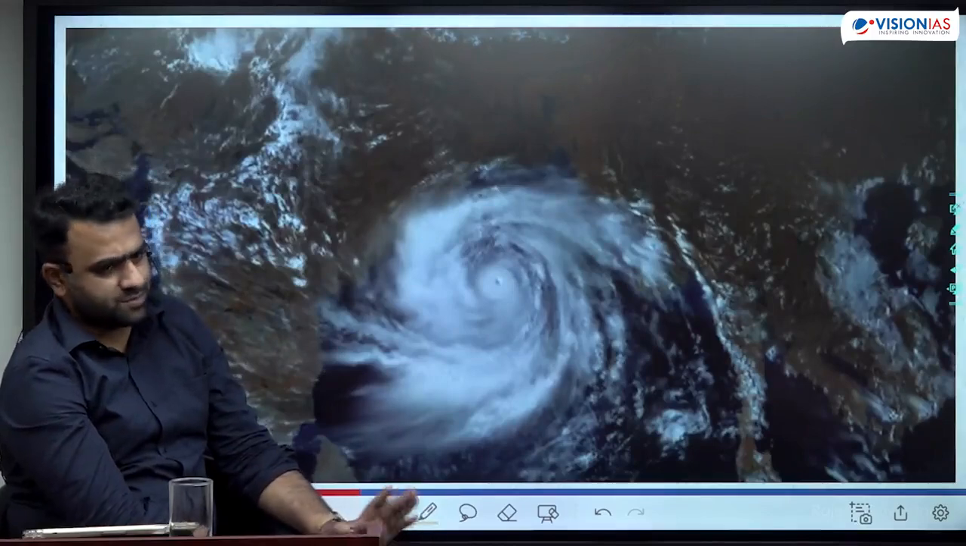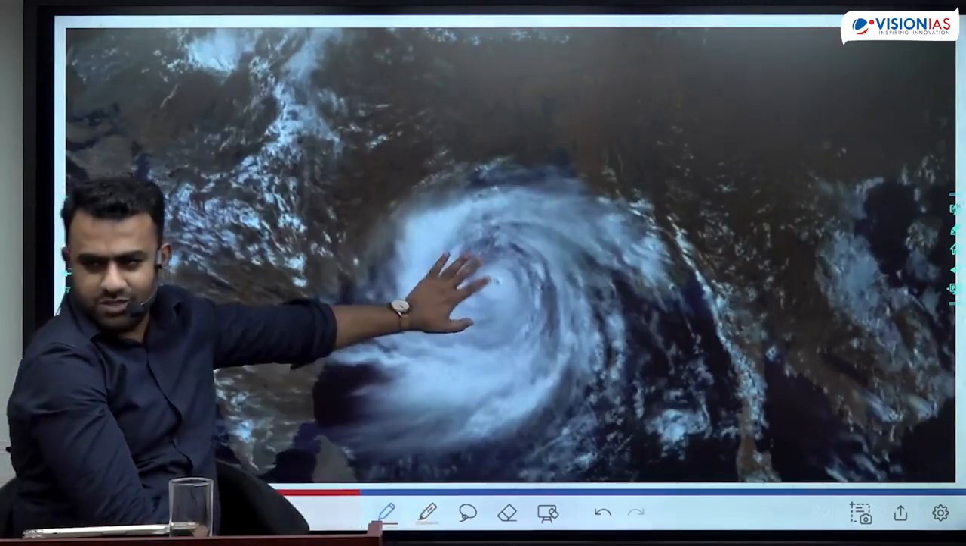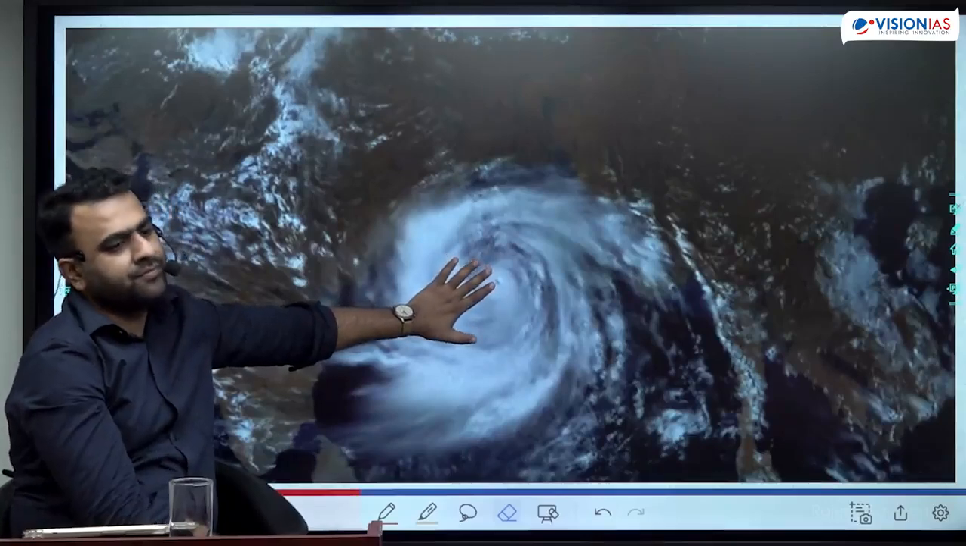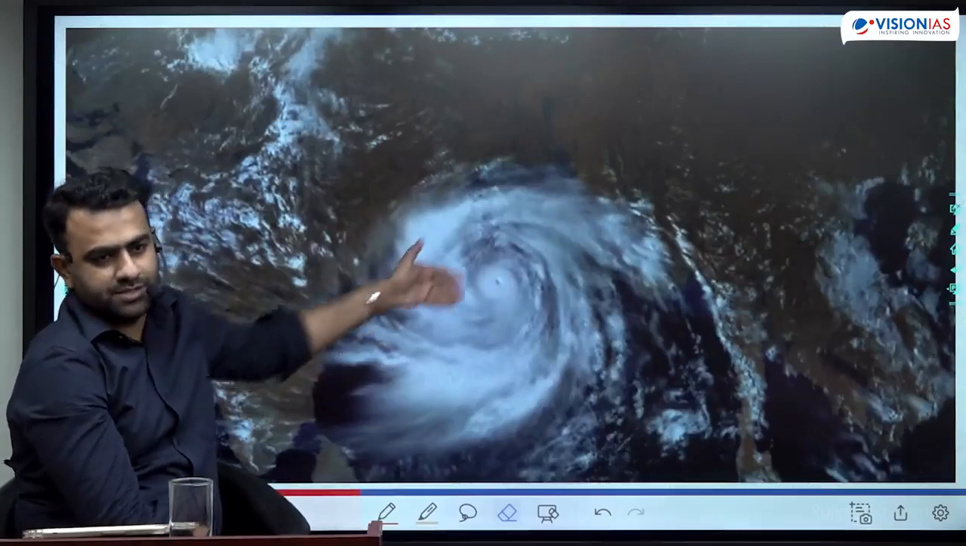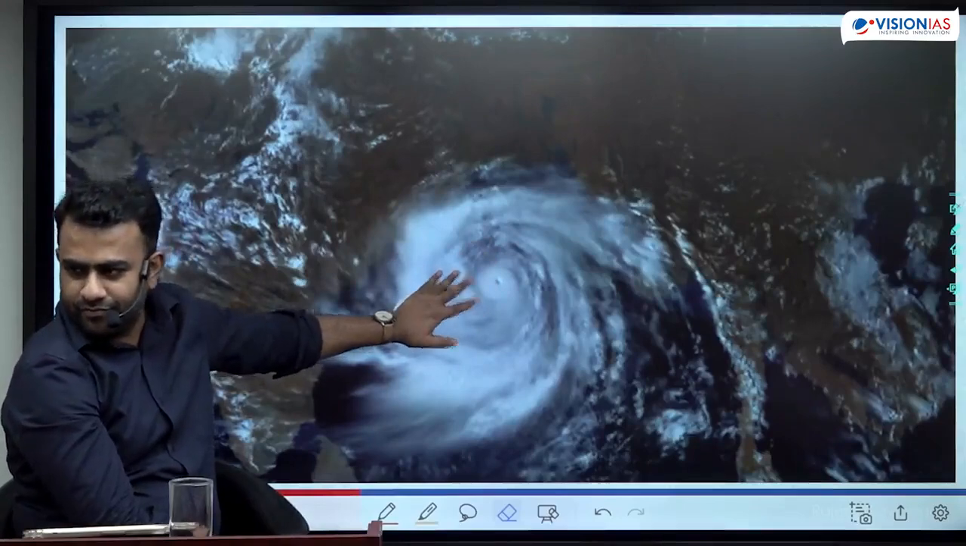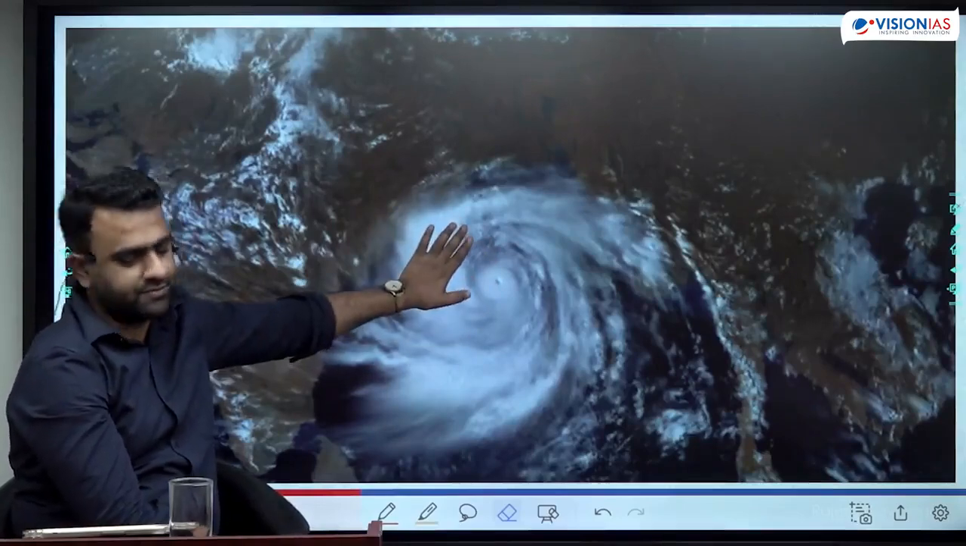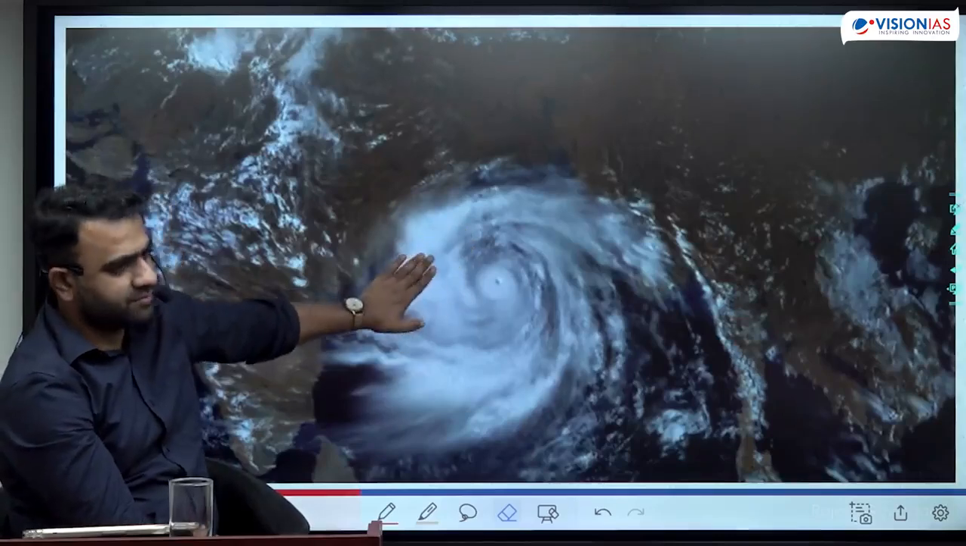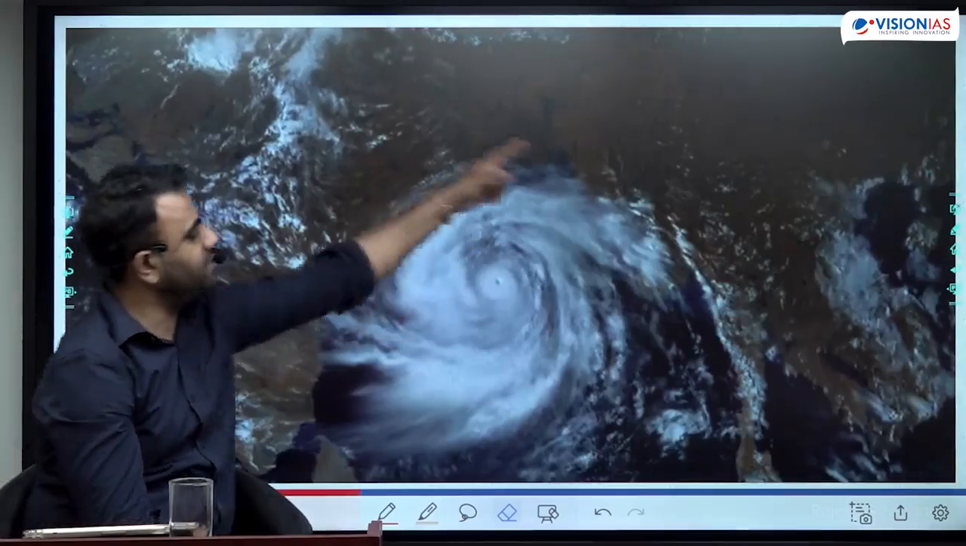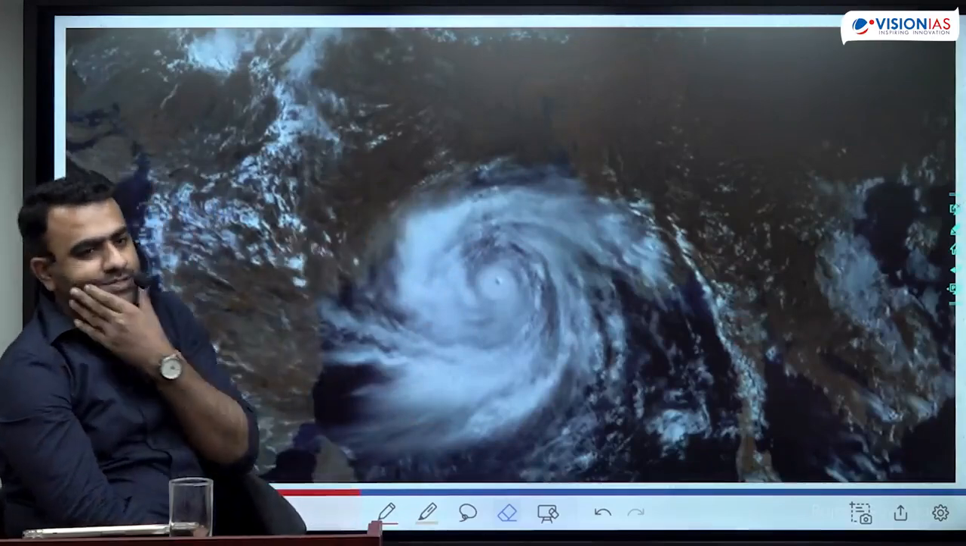There's a very high wind speed in this. Within this, the wind speed is very, very high because of the pressure difference. You can see this is satellite imagery of a tropical cyclone. It has covered the entire Bay of Bengal. Can you imagine the size of this?